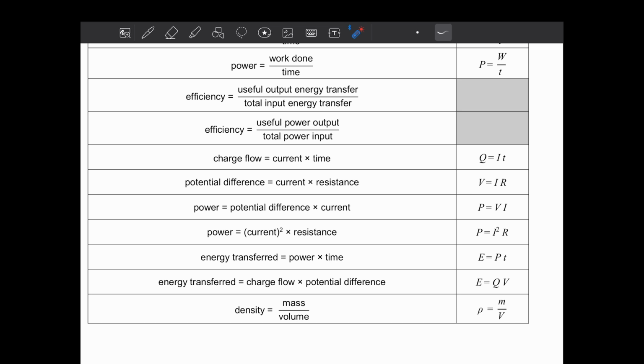The trick here is to then combine two of these equations. And to know which ones to combine and how to combine them, we're just going to have to start by choosing an equation that gives us the quantity that we're looking for. So in this case, the quantity we're looking for is potential difference, and I know I have resistance, so I'm going to go ahead and use this equation first.